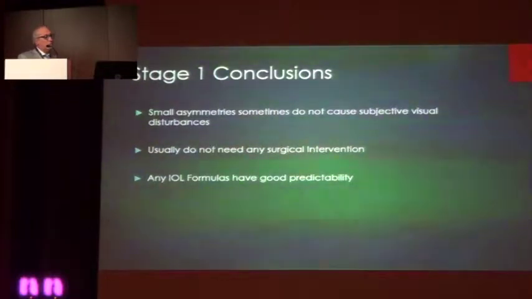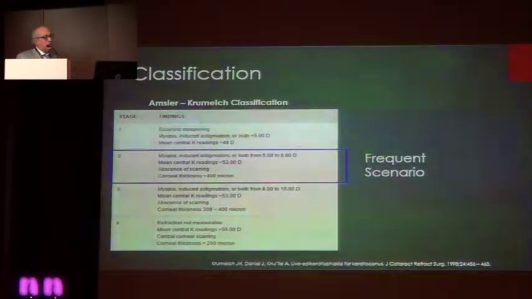In conclusion, small asymmetries sometimes do not cause subjective visual disturbance. Usually, they do not need any surgical intervention. If you need to use IOL formulas, they have good predictability. The second stage is the most frequent scenario.